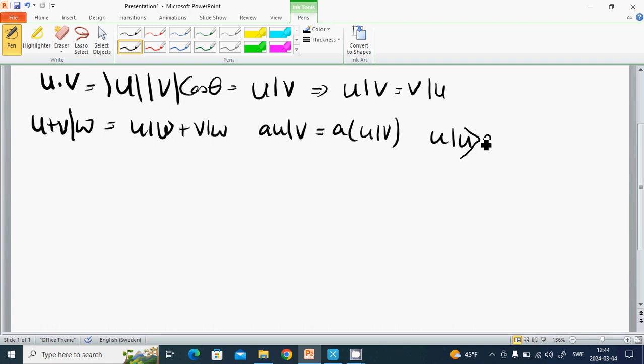Example. We are going to have also u·v equals u transpose v, which equals u1 v1 plus up to un vn.